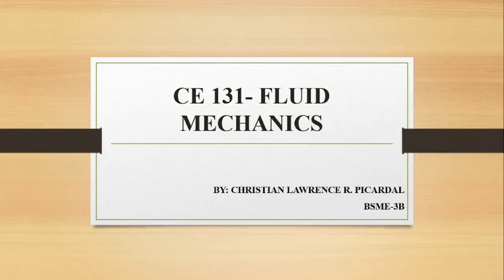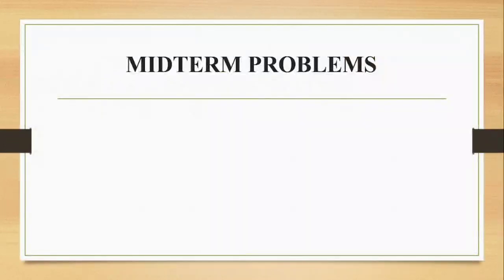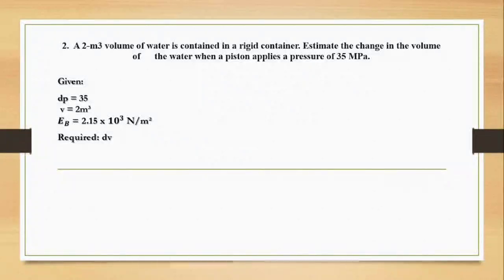I'm Christian Lawrence R. Picardal from BSMB 3B. I'm going to discuss the three midterm problems that I chose. First: a 2 m³ volume of water is contained in a rigid container. Estimate the change in the volume of the water when a piston applies a pressure of 35 megapascals.